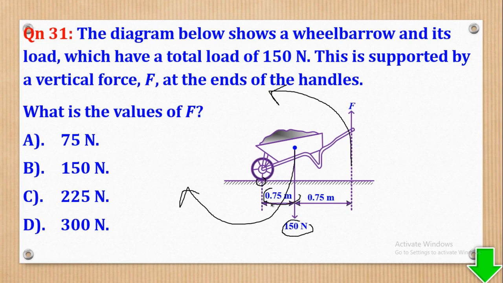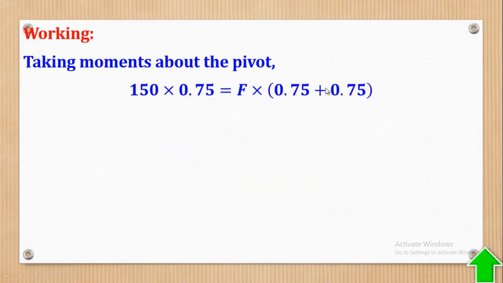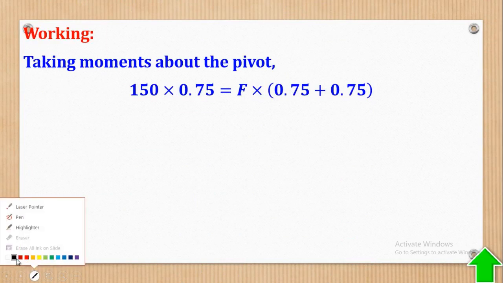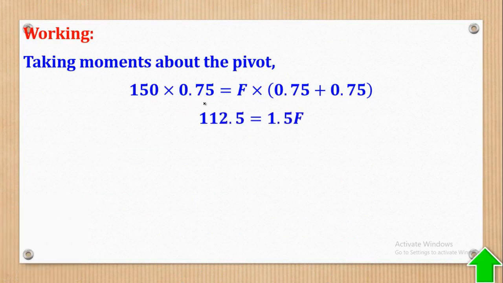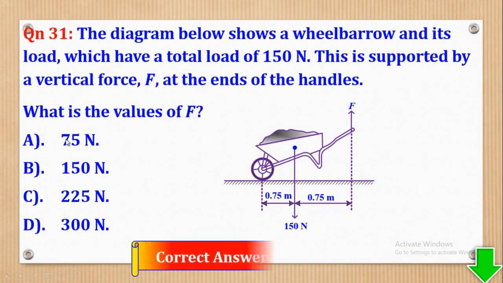So it will be 150 times 0.75, and for this one it will be capital F multiplied by the whole of this from here to here, which is 0.75 plus 0.75. So that is where this line is coming from. Next is to simplify and make F the subject. F will be 75. So I'll look for the option which has 75, and therefore the correct answer is A.